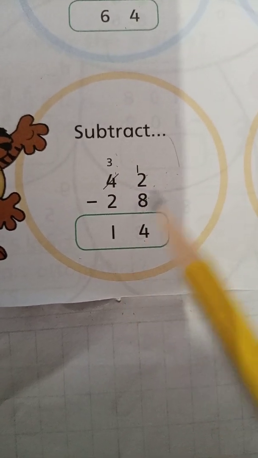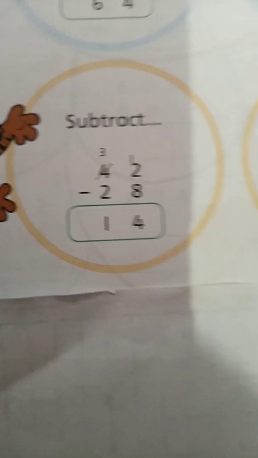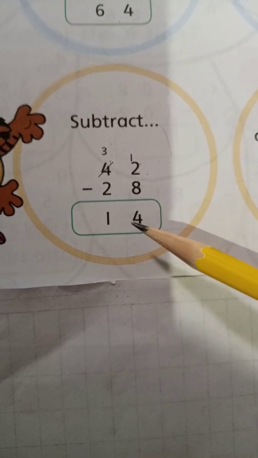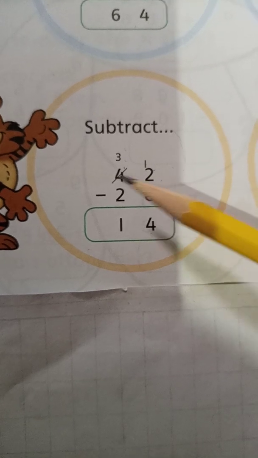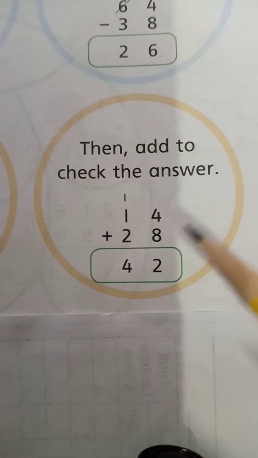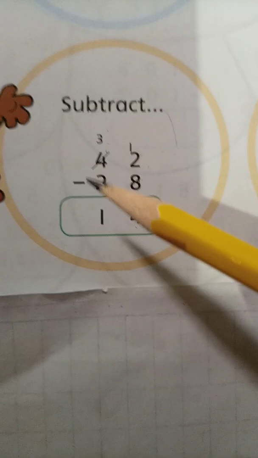Now students, how can we check our answer? Here I am taking the same process. I am taking the answer of my question and the second number. Look, here the Tiger has taken these two numbers. The answer is 14 and the second number is 28. So Tiger has taken these two numbers, 14 and 28. So students, now this was the subtraction.